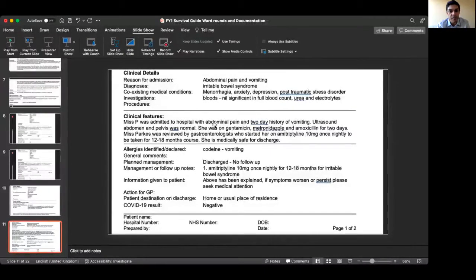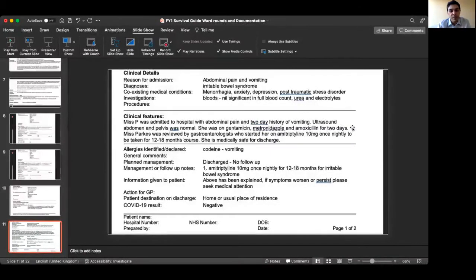Miss P was admitted to hospital with abdominal pain and a 2-day history of vomiting. So again, a very concise presenting complaint. It's not wordy, it's to the point and includes relevant symptoms. Ultrasound abdomen and pelvis was normal, so it goes on to list any radiological imaging that was done. Miss P was started on gentamicin, metronidazole, and amoxicillin for 2 days. So it tells the GP the treatment this patient has received whilst in hospital.